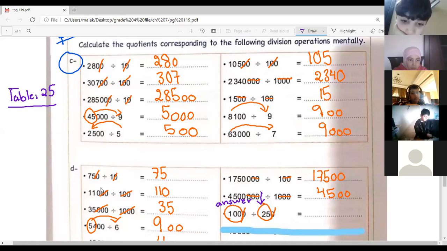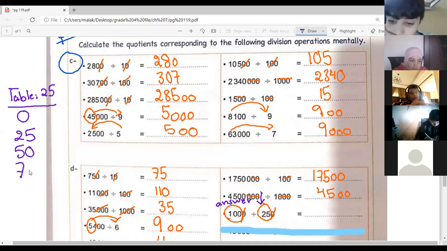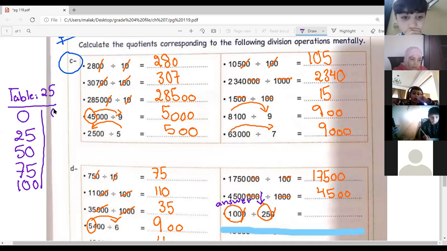Okay? Let's write table 25. 0, 25, 50, 75. 75, bravo, Isa. 100, it's 4. Bravo. 25, 0, 1, 2, 3, 4. We stop. When we reach 100, we stop. No need to continue. So which number in table 25 gives us 100?